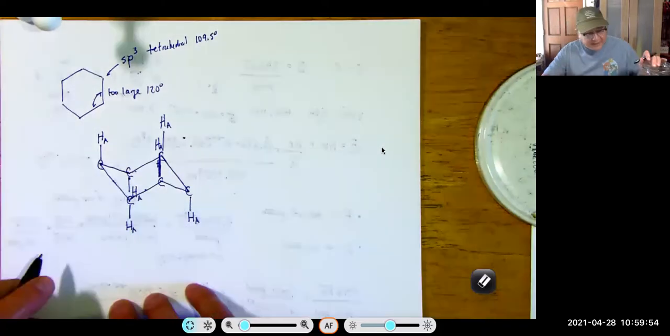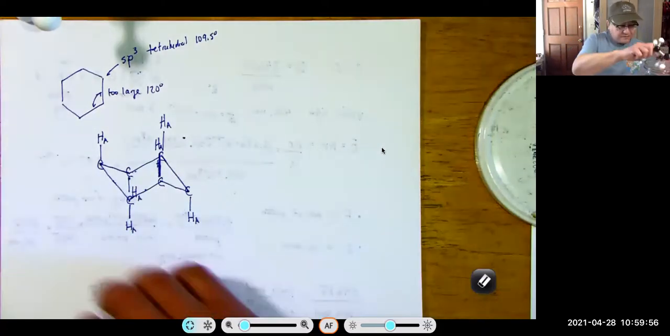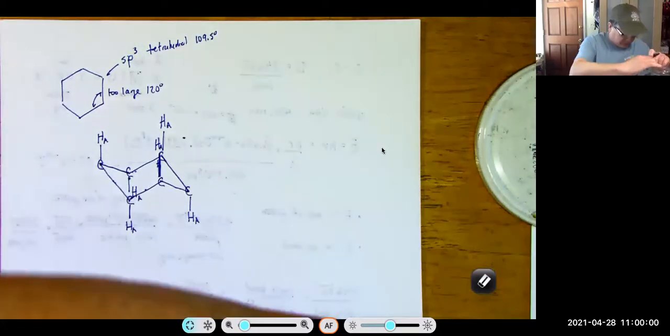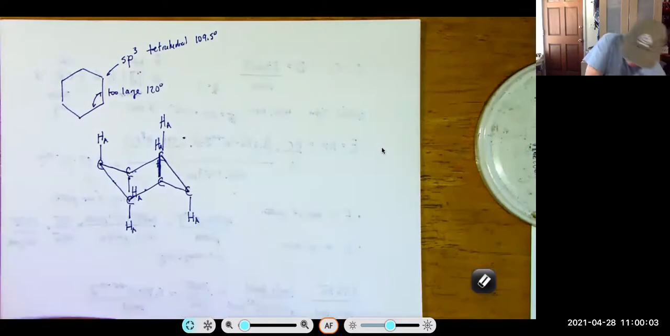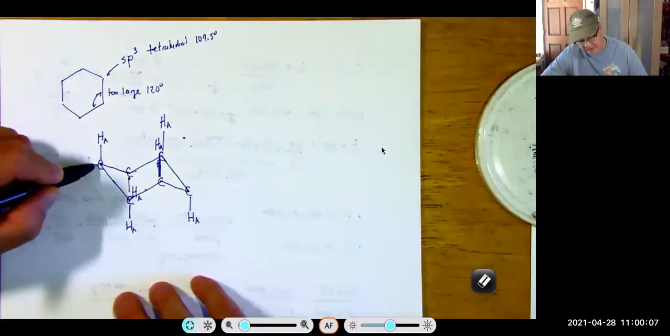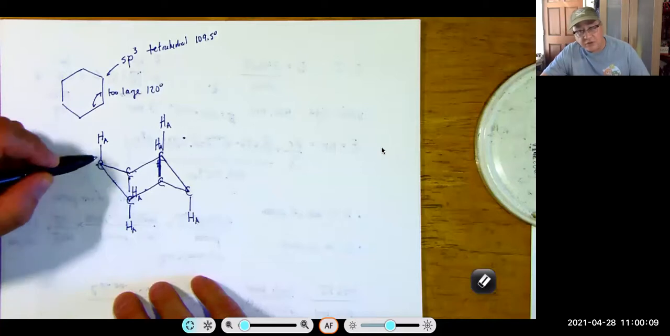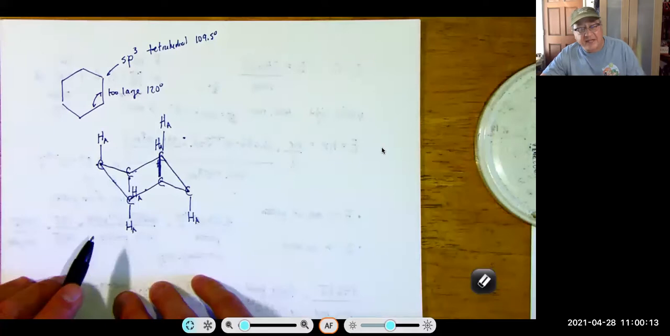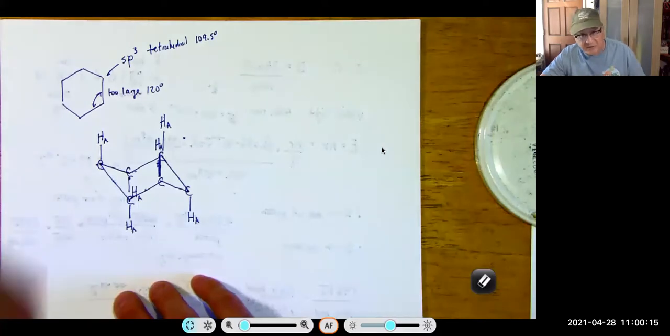Now we're going to put in the equatorials. I'm not going to show you the equatorials on the model. I'm just going to start drawing them in. We're going to start with this one here. When you draw the equatorials, you draw them opposite of the axials, in the sense that if one is up, the other's down.